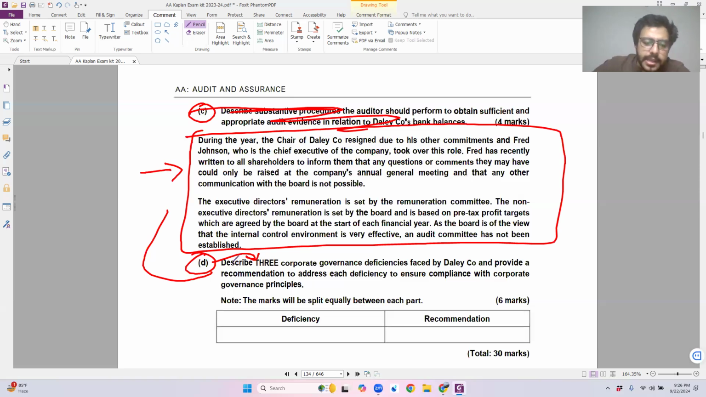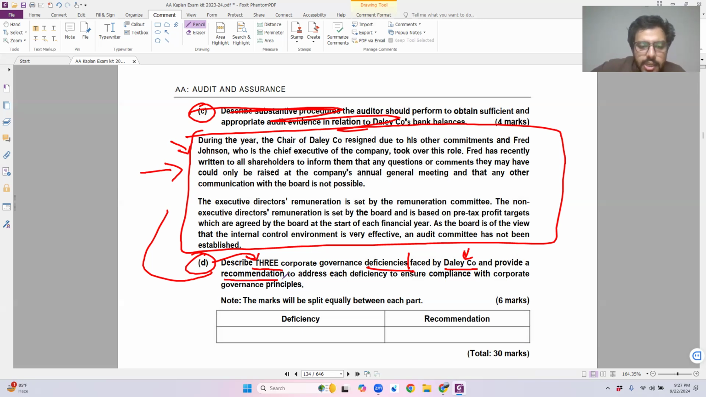Now, if I read part D: describe 3 corporate governance deficiencies. So reading the question, I have identified that the way I used to resolve one issue, I have to do it thrice. I have to identify 3 issues specifically from this story. And against each issue, I have to write down the deficiency and then give a recommendation according to the steps. Daley Corporation is the name of the company. Basically, Daley Corporation has the CCG involved, has non-executive directors and executive directors, but there are some issues that we need to identify.